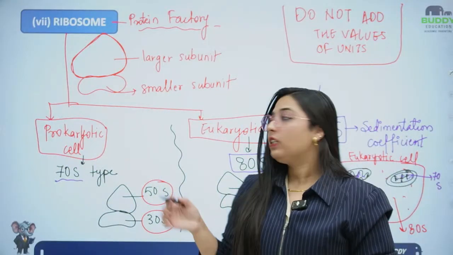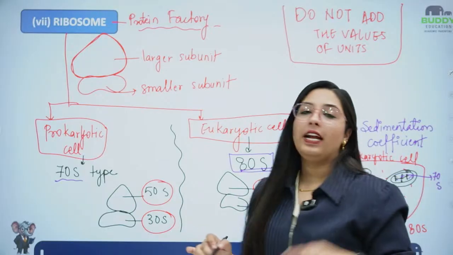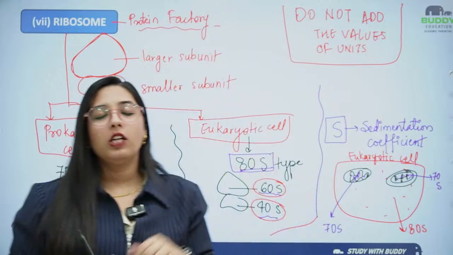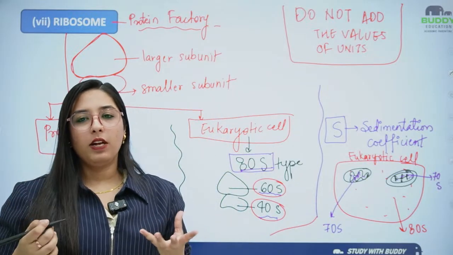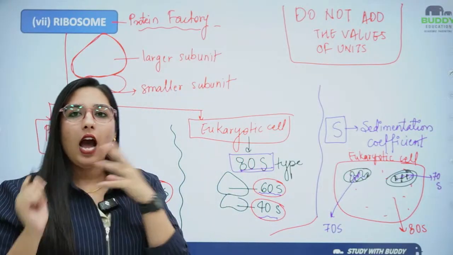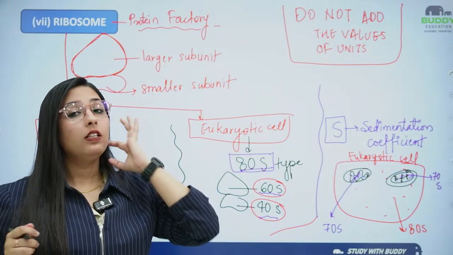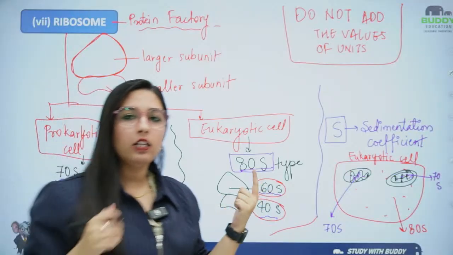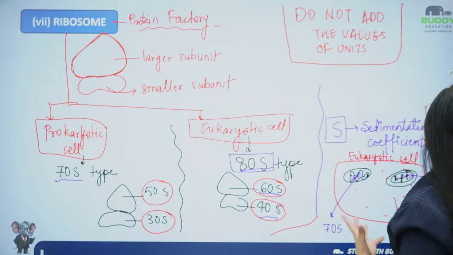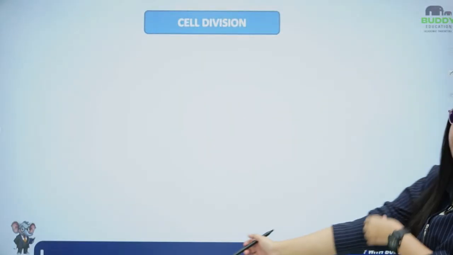Then this 80S will be associated with the endoplasmic reticulum and inside the cytoplasm, because the endoplasmic reticulum is also part of the cytoplasm. That's why the ribosomes present on the RER are also 80S type of ribosome. So here we have studied all the types of cell organelles.